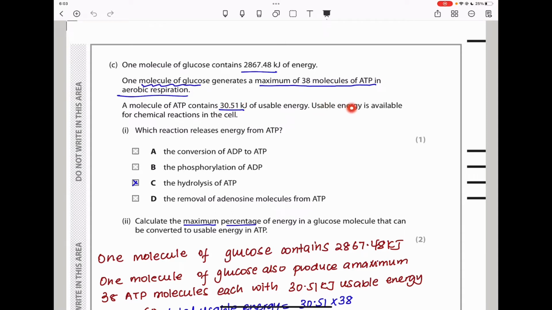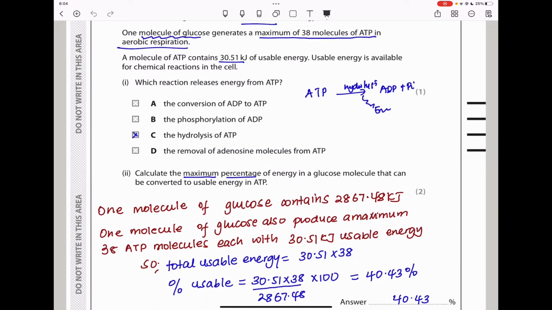So here they say usable energy is available for chemical reactions in a cell. They say which reaction releases energy from ATP. Energy from ATP is released by hydrolysis reactions, as I'm going to show you here. An ATP molecule is hydrolyzed. This is hydrolysis to produce ADP, which is ADP plus an inorganic phosphate. And in this process, energy is given off, or energy is released in cellular reactions. So the answer here should be C.